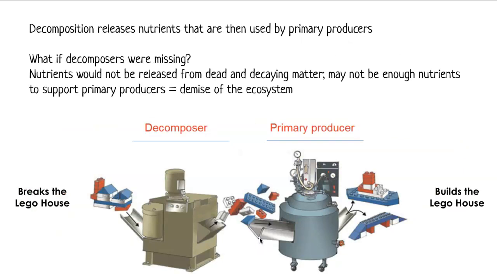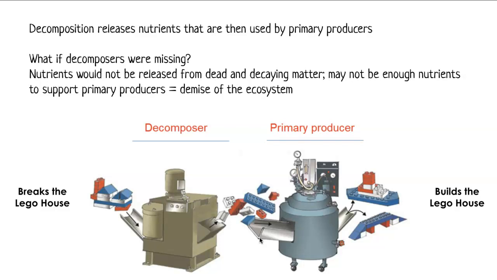From the game that you played the other day, you reviewed decomposers, consumers, producers, primary producers, secondary consumers, everything of that nature. I do want to point out that decomposition, the role of a decomposer, is extremely important. The purpose of decomposition is to release nutrients into the soil so they can be used by primary producers. If decomposers were not a part of the ecosystem, ultimately that means that there would not be any nutrients to be released from decaying matter. There would not be enough nutrients to support the primary producers, ultimately causing the demise of the ecosystem. The ecosystem would crumble, it would crash.